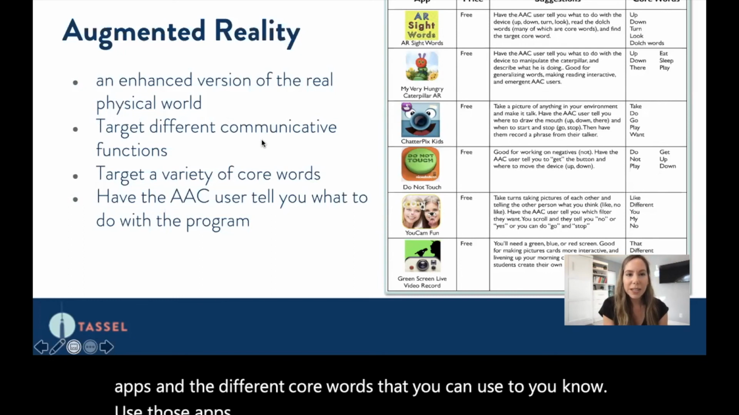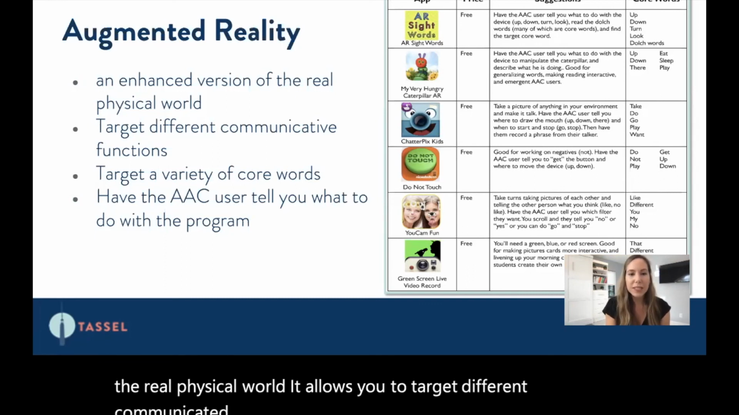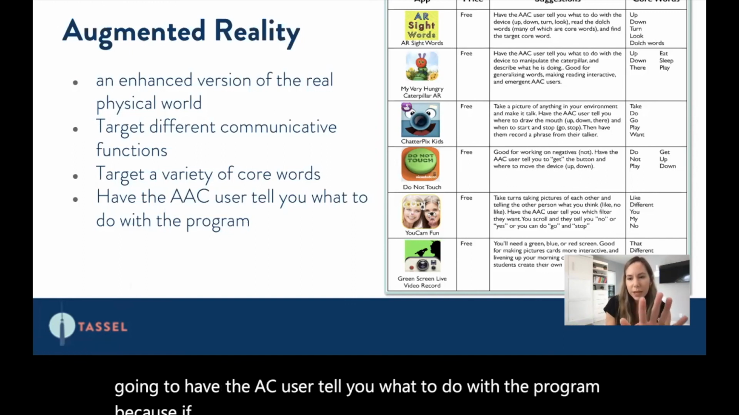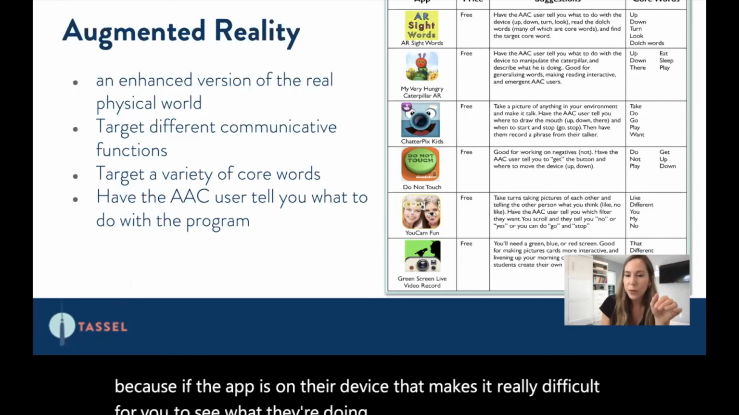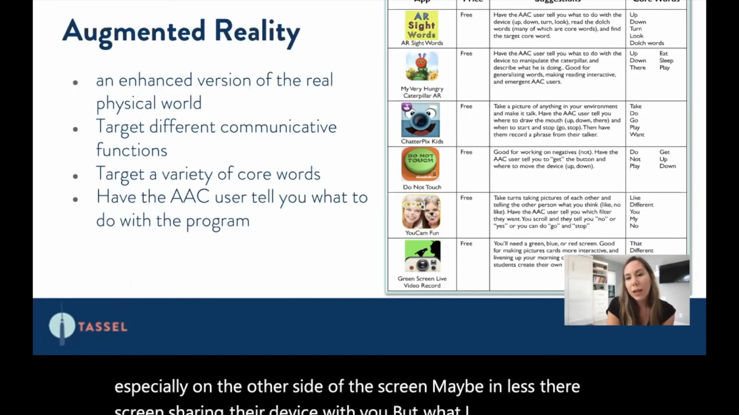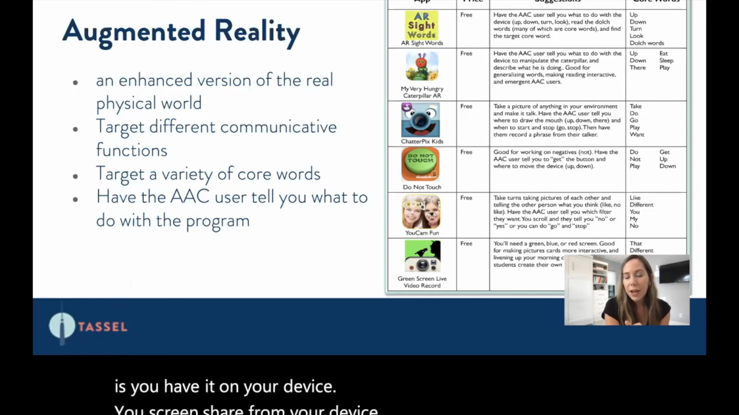But augmented reality is an enhanced version of the real physical world. It allows you to target different communicative functions and a variety of core words. And you're going to have the AAC user tell you what to do with the program, because if the app is on their device, it makes it really difficult for you to see what they're doing, to talk about what they're doing, especially on the other side of the screen, unless they're screen sharing their device with you. But what I would recommend is you have it on your device, you screen share from your device, and then have them tell you what to do with the app.